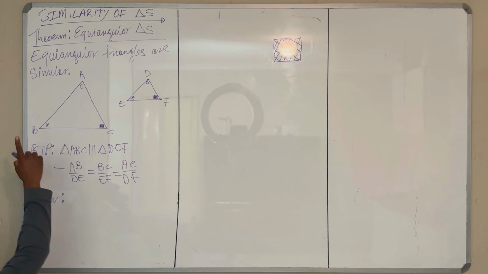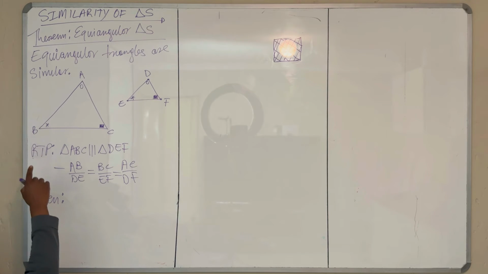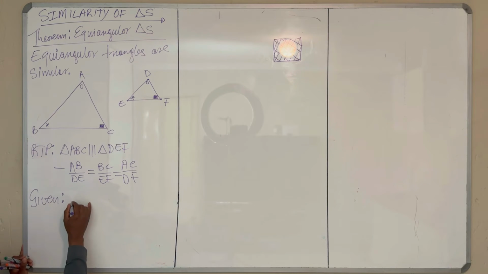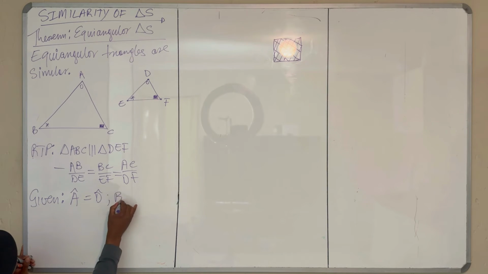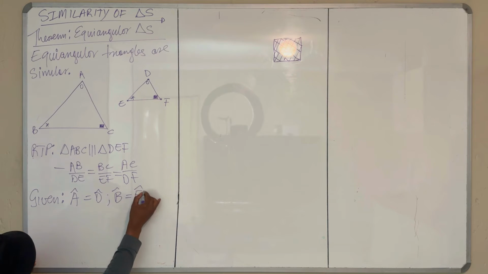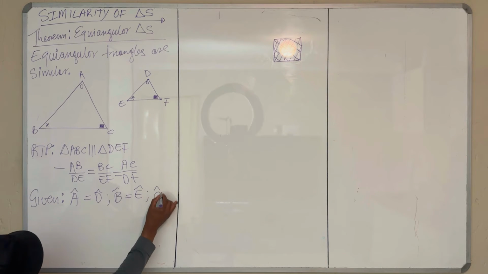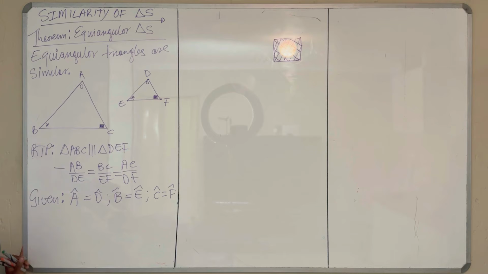We know what we're told, that these two triangles are equiangular. What does it mean to be equiangular? It means the corresponding angles are equal, which is angle A is equal to angle D, angle B is equal to angle E, and angle C is equal to angle F. This is what we're given.